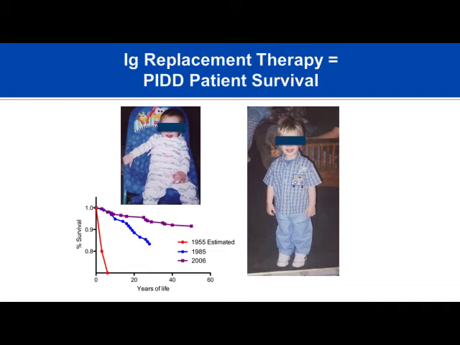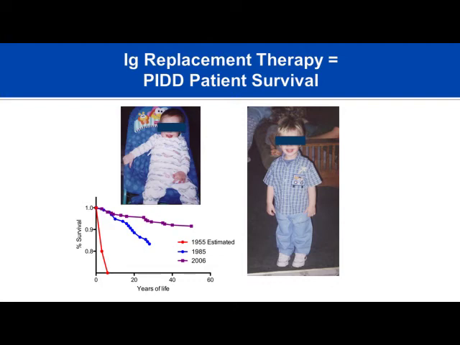The graph here on this slide is meant to highlight the progress that we've made in caring for the primary immune deficiency diseases over time. In red is the survival of patients with X-linked agammaglobulinemia in the 1950s, prior to the advent of immunoglobulin replacement therapy. And you can see that the survival was abysmal, just a few years.